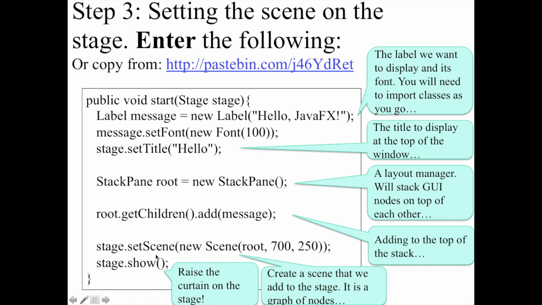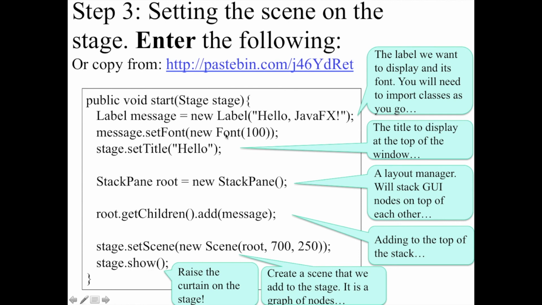Then we're going to create a new scene that's going to be added to the stage, and the scene is going to be of a certain size, 700 pixels by 250 pixels, and we provide the root, the pane, to form part of that scene, which then gets added to the stage. And then we raise the curtain to show that.